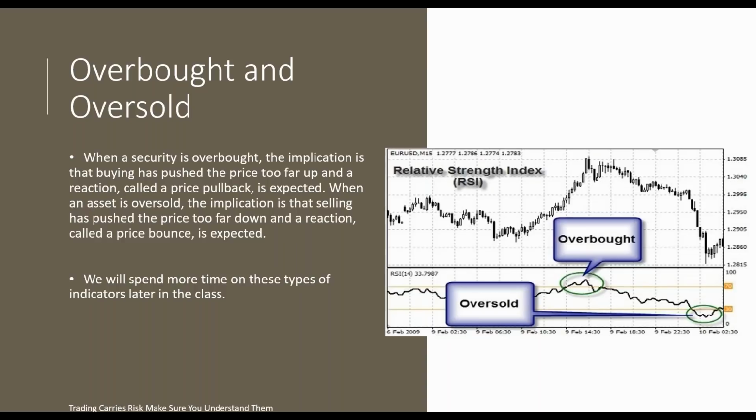And then we have overbought and oversold. Okay, now these are two words that are complicated to most people to use. We talked about RSI and stochastics, above 30 and below 70. When an asset is overbought, the implication is that buying has pushed the price too far up and a reaction called a price pullback is expected. When an asset is oversold, the implication is that selling has pushed the price down too far and a reaction called a price bounce is expected.